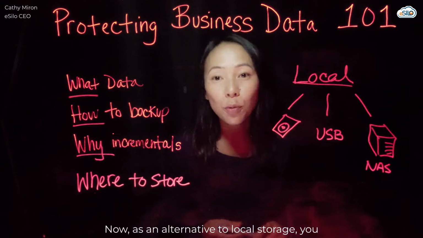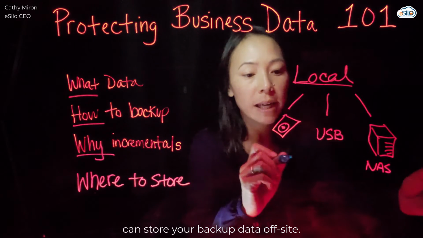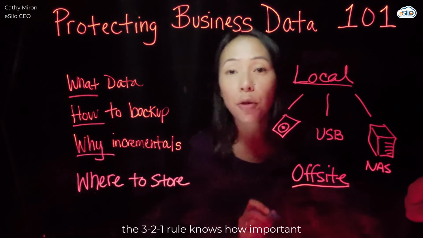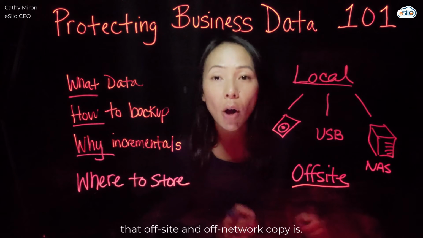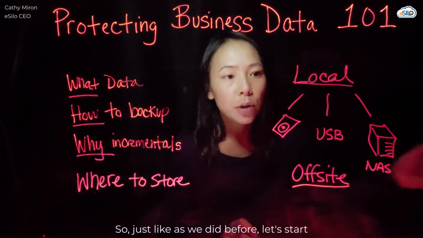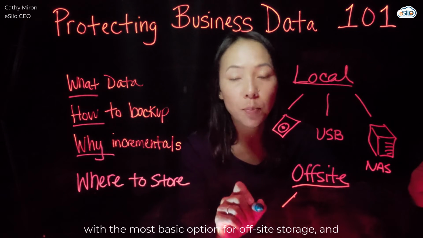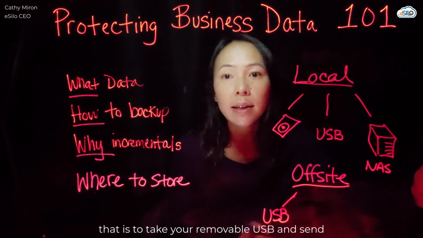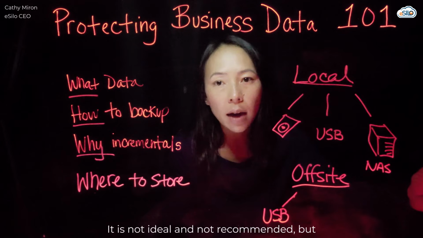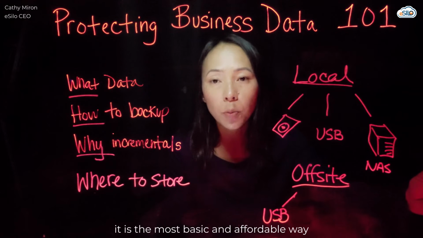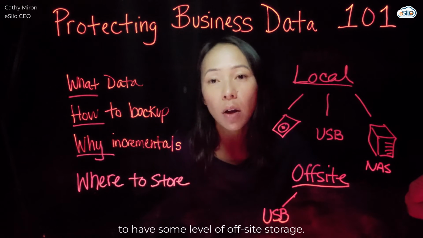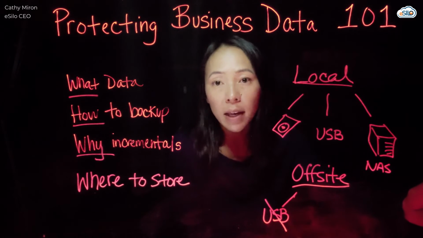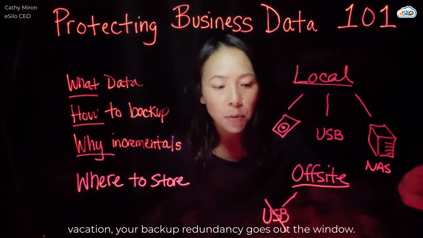Now, as an alternative to local storage, you can store your backup data off-site. And anybody who follows my other videos on the 3-2-1 rule knows how important that off-site and off-network copy is. So just like as we did before, let's start with the most basic option for off-site storage. And that is to take your removable USB and send it home with one of your employees. It is not ideal and not recommended, but it is the most basic and affordable way to have some level of off-site storage. But as you can imagine, when the person responsible for doing that forgets or goes on vacation, your backup redundancy goes out the window.